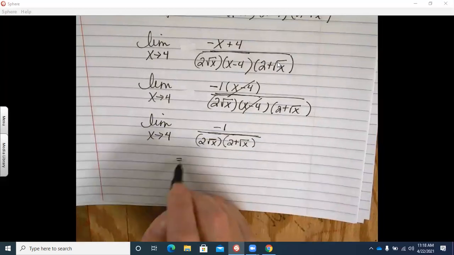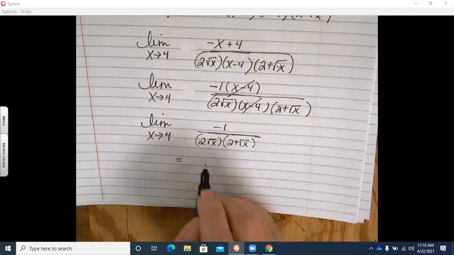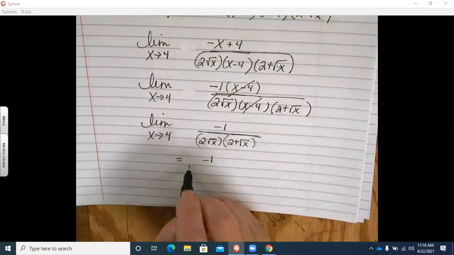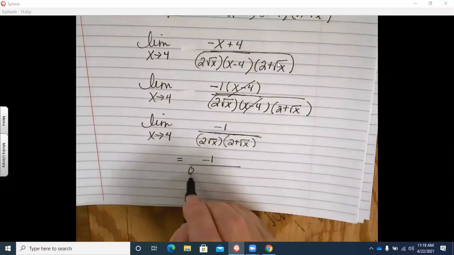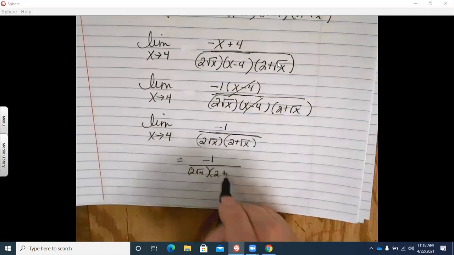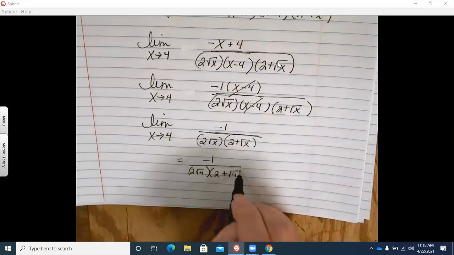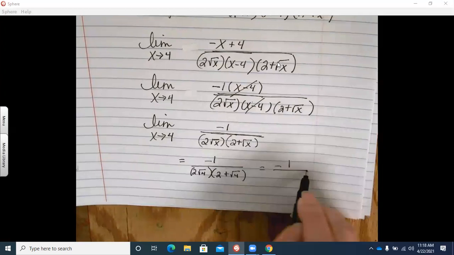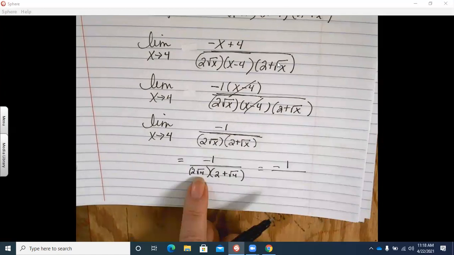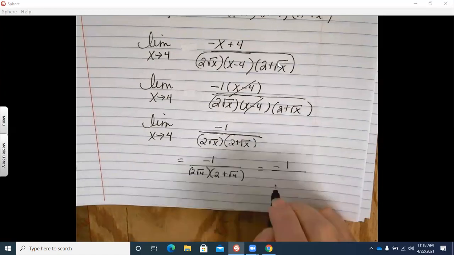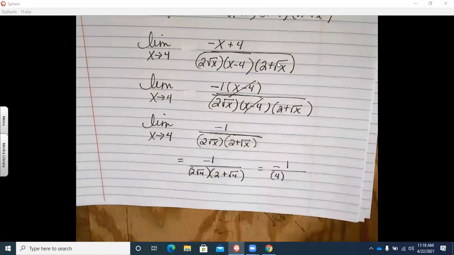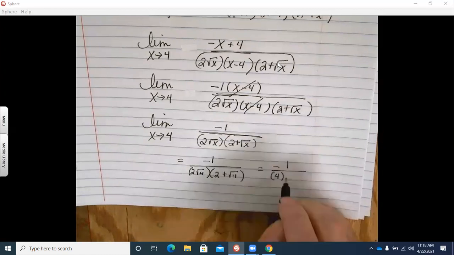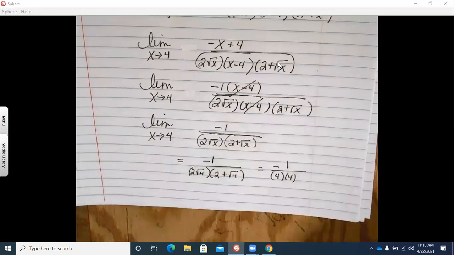So I have -1 divided by 2 times the square root of 4 times 2 plus the square root of 4, equals -1 divided by, what's the square root of 4? Times the 2 on the outside is 4 times 2 plus the square root of 4. So that'd be 2 plus what? Which is 4. So what's my final answer? -1/16.